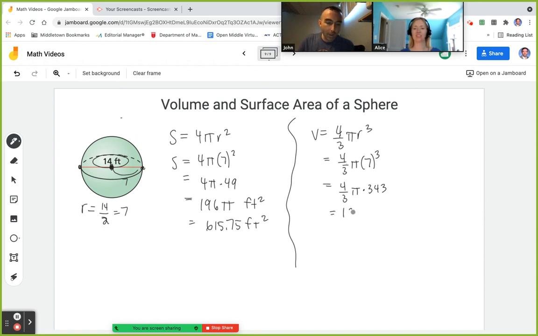So I'd have to leave it as 1372 over 3 times pi cubic feet. And to get an approximate answer through rounding, that would be about 1436.76 cubic feet. And that's our volume.